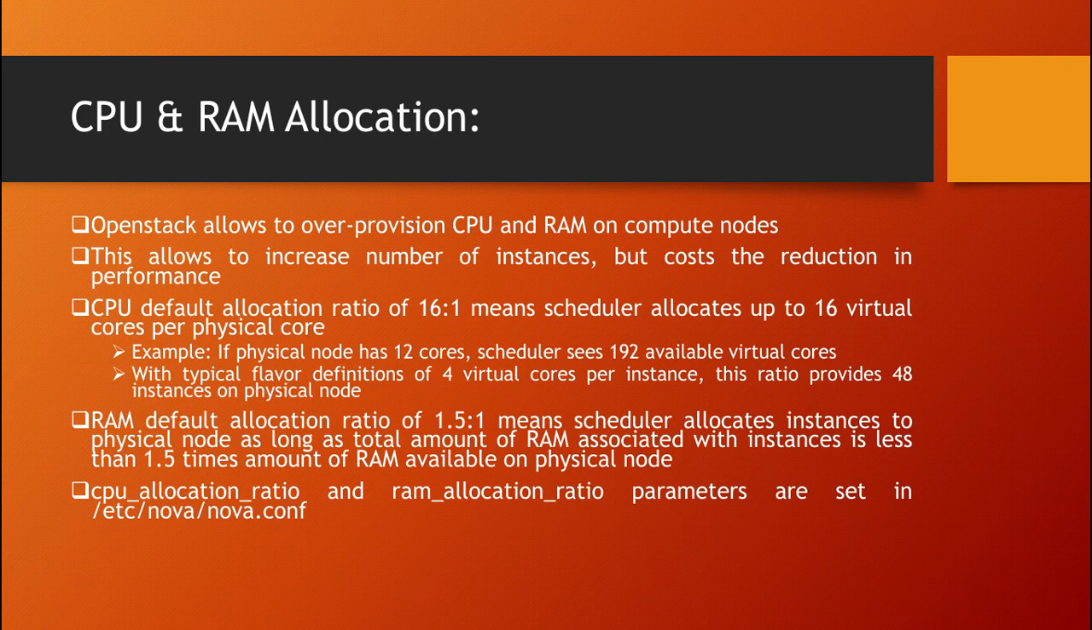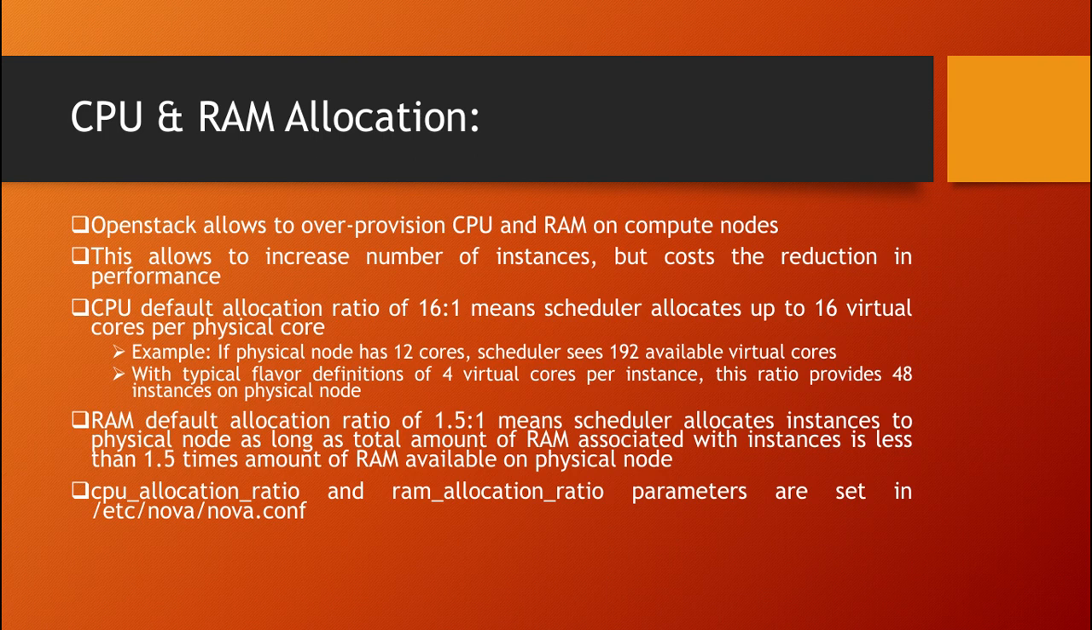And the RAM default allocation ratio is 1.5:1. That means the scheduler allocates instances to a physical node as long as the total amount of RAM associated with the instances is less than 1.5 times the amount of RAM available on the physical node. So if you have 10 GB available, you can allocate up to 15 GB RAM to the instances.